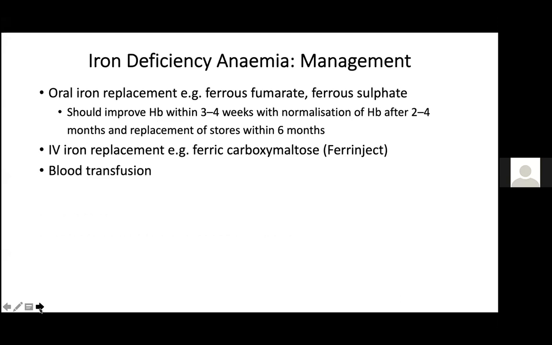When oral iron isn't tolerated, so sometimes people don't like it, it upsets their tummy too much, we can think about IV iron, so intravenous iron, and that's normally in the form of ferric carboxymaltose, which is known as Ferinject up here in Scotland. And in cases where anemia is profound or they're very symptomatic or their red blood cell count is very low, we can obviously think about blood transfusion.